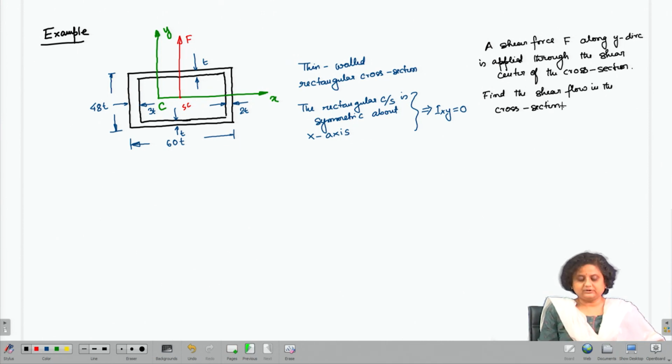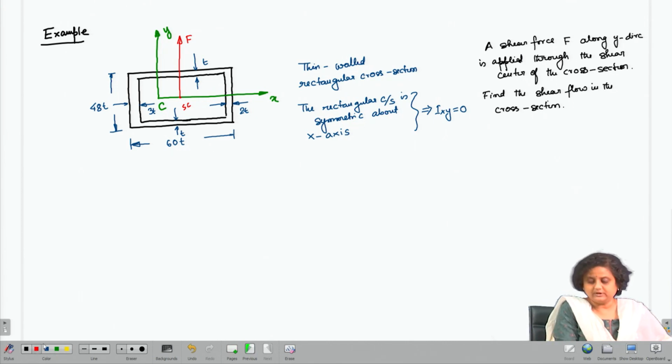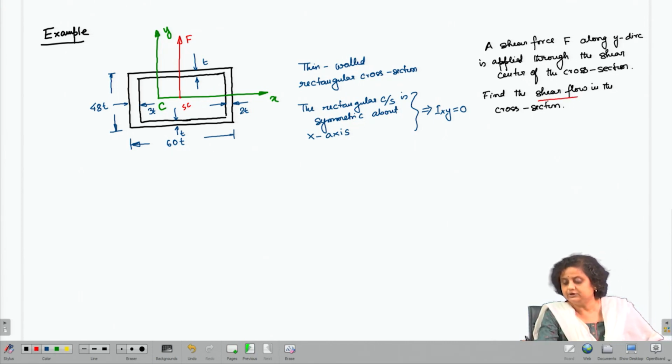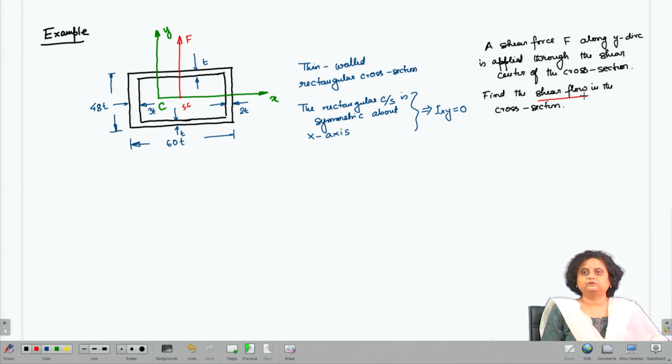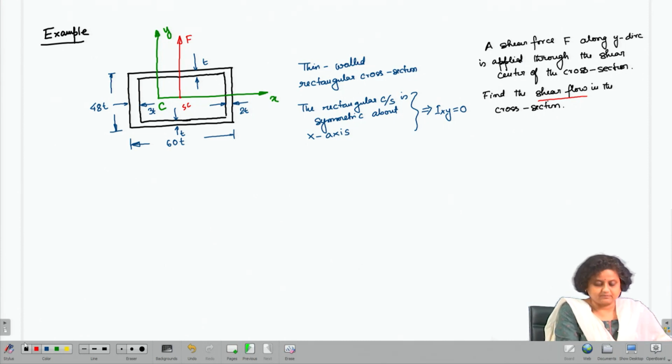Now, this is what we have to do. We need to find the shear flow in the cross section. That's the problem statement. Now, we know from our previous slide that q_s, I'm just writing this equation again because we will be using this a lot. So, this is for ready reference.